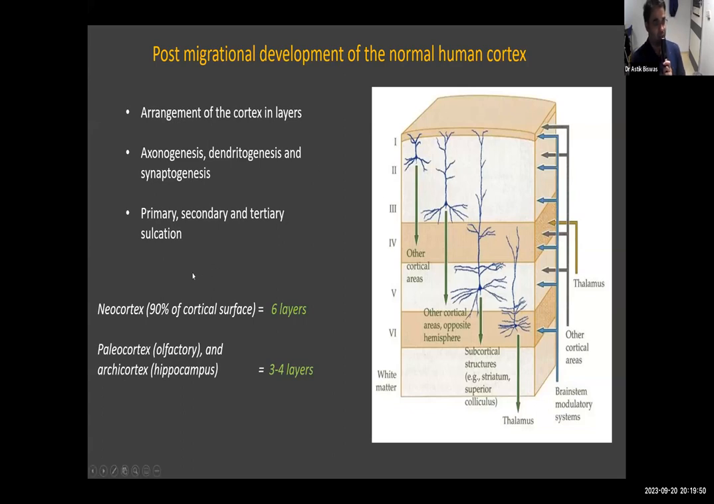And as I said before, 90% of the cortical surface of the human brain comprises the neocortex, which is made of 6 layers, whereas the paleocortex and archicortex comprise either 3 or 4 layers.